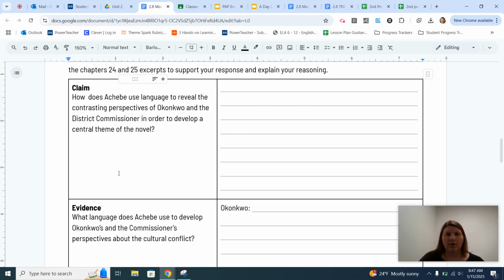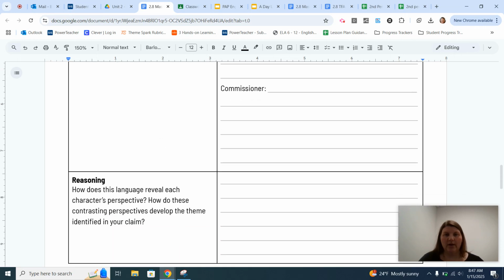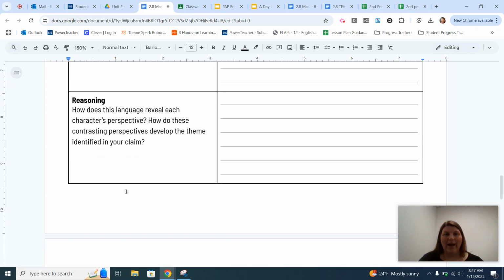stripping away of culture? Then, once you have your evidence, you have your claim, you're going to come down and explain how that language reveals each character's perspective. So how is it that you know that Okonkwo feels this way based on that language? How is it that you know that the commissioner feels that way based on that language? And then how do those contrasting perspectives develop that message or that theme that you have identified in your claim?